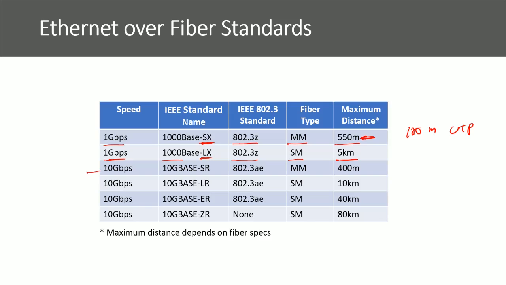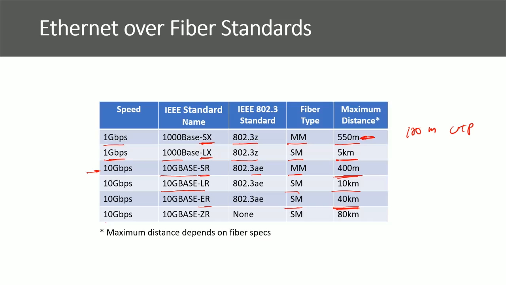Next we have 10 gig fiber, and the standard for this is 10GBASE-SR. This standard is 802.3ae. It is for multimode and can go up to 400 meters. 10GBASE-LR is single mode, can go up to 10 kilometers, and at the same speed, 10 gig, we have ER, which can run over single mode and can go up to 40 kilometers in distance. Now the specs are different and you should go through the details to understand the difference between these cables and the requirements to reach these distances.